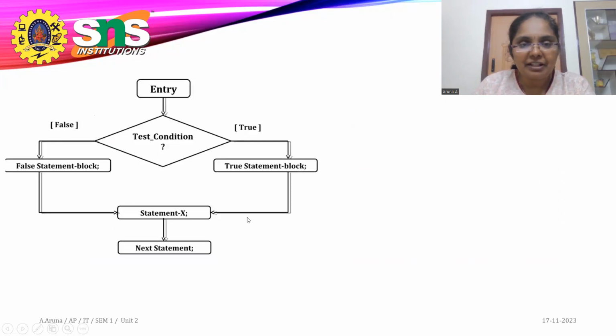This is the flowchart for the if-else statement. This is the entry, and based on the input, it will test the condition. True means the true block will be executed. False means the false block will be executed. Either way, the common statement after the curly braces can be executed, followed by the next step. This is a simple flowchart for the if-else statement.